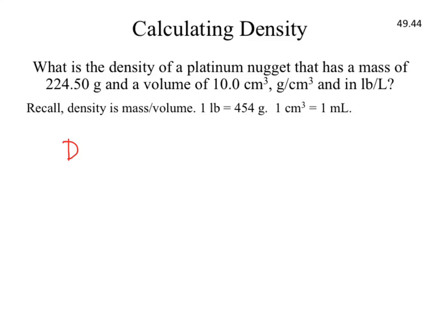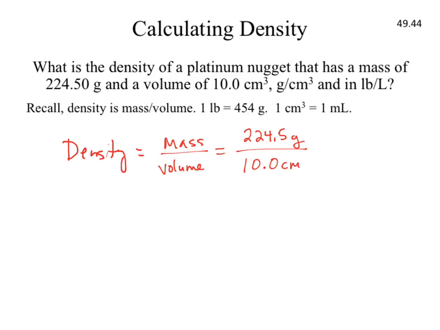What is density? Density equals mass divided by volume. Let's ignore the units for the moment because we don't have a density, so we need to find a density first. Do we have a mass? What is our mass? 224.50 grams. Do we have a volume? What's our volume? 10.07 meters cubed. What happens with the units? What would I get for my units at the end of this? Grams per centimeter cubed.